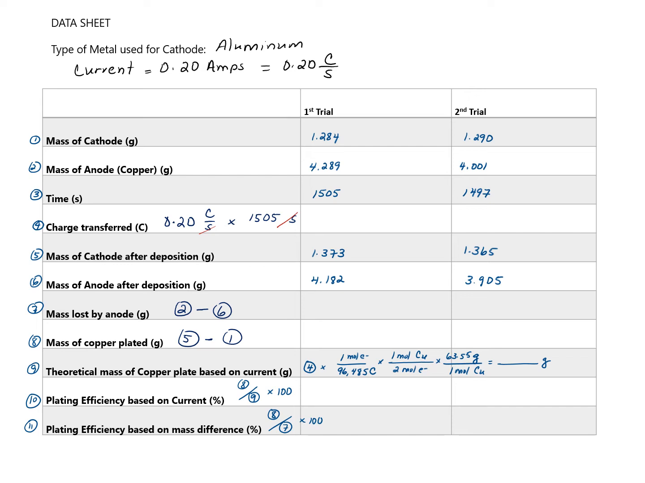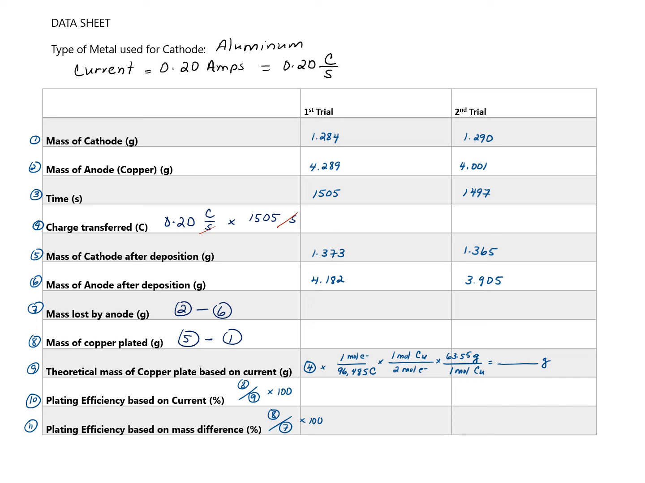So the difference between those two numbers is going to tell you how much copper has been deposited, or plated, on top of the aluminum. Now number 9 is, in theory, how much copper you can plate on top of the aluminum using that specific current and for that period of time that we're running the experiment for. So we're running the experiment for roughly 25 minutes, or a little bit more than that.